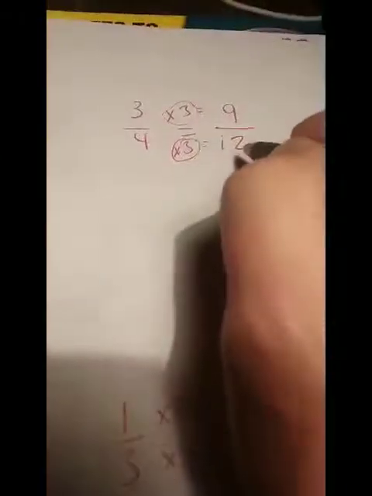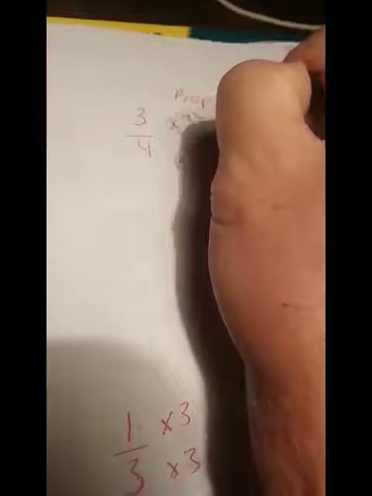Now, if we multiply that top one by 3 and got 9, the only way they're going to be proportional, like we showed here, is if we do the same thing on the bottom. Okay, so 4 times 3 is actually 12, so they are proportional. Okay, now let's do another one.